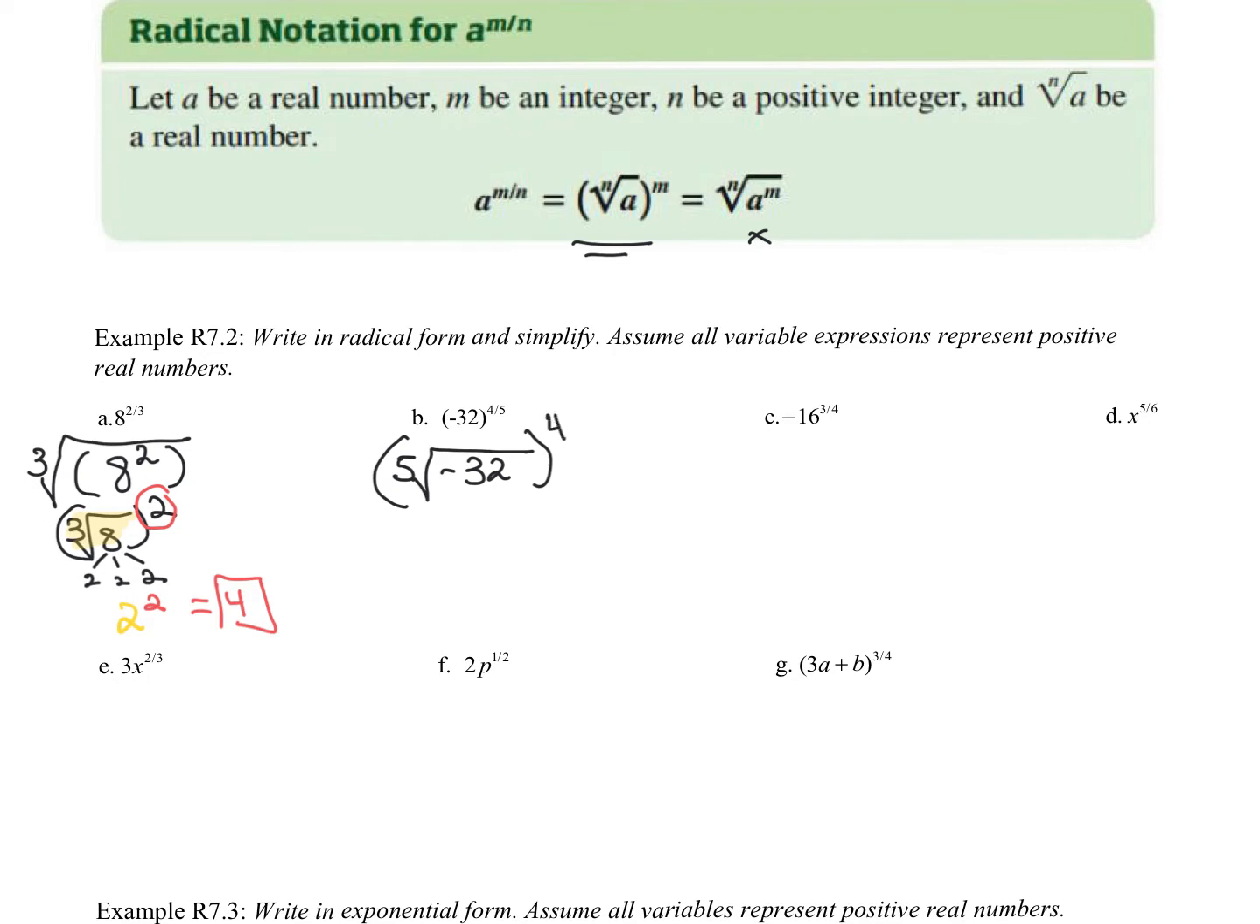On the previous page, we know that the fifth root of 32 is 2. So the fifth root of negative 32 is negative 2. Then I have to raise that to the 4th power. So a negative 2 times a negative 2 times a negative 2 times a negative 2 makes a 4 times a 4, which makes my answer 16.